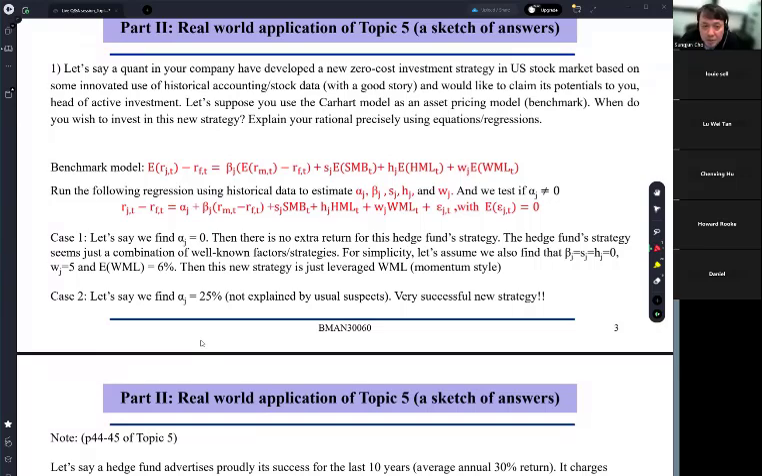I'm going to provide a sketch of answers. Let's say a quant in your company has developed a new zero cost investment strategy. Zero cost investment strategy means you buy a group of firms, but finance it by short selling a group of firms, right? That's the zero cost investment strategy, like SMB, HML, winner minus loser, etc. So the quant finds a new zero cost investment strategy in the US stock market based on some innovative use of historical accounting and stock data with a good story.